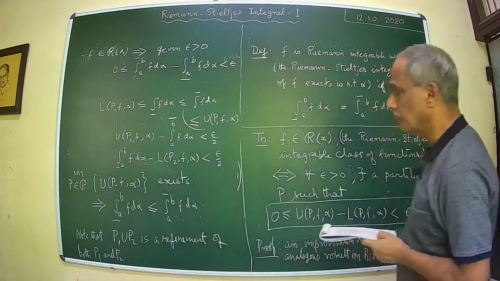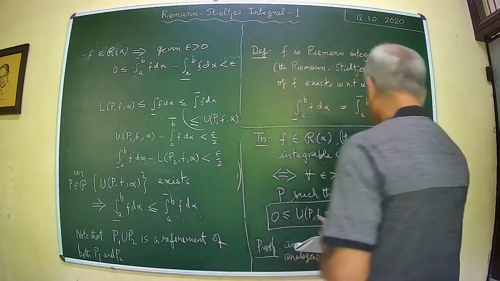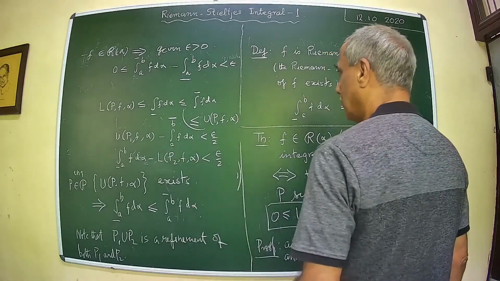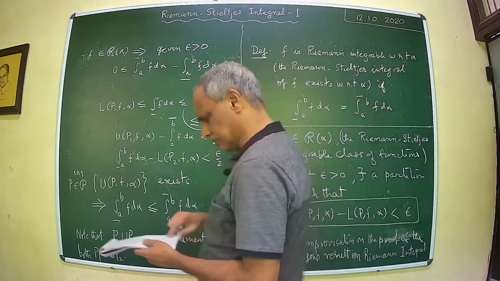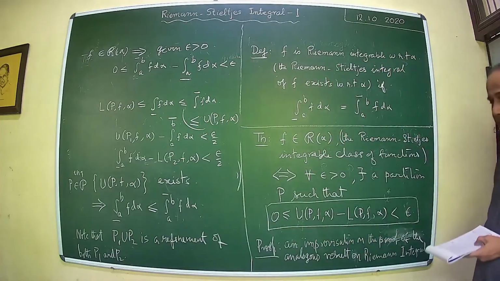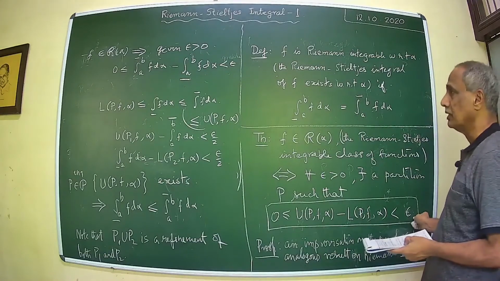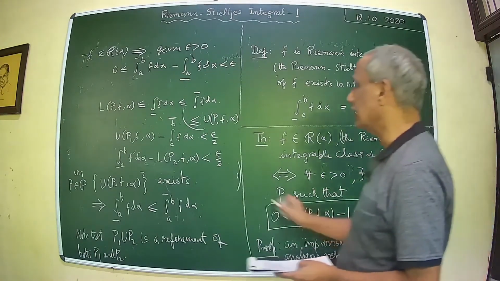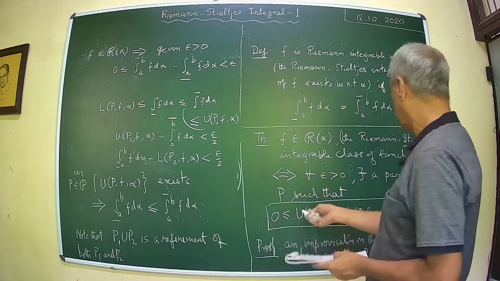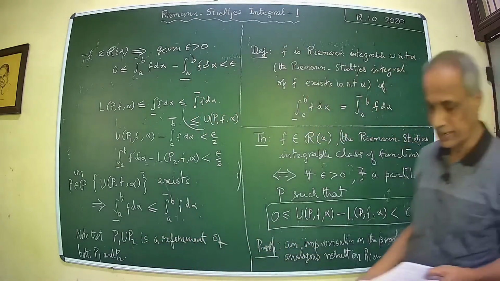You can go for a refinement of P1 and P2, and use these inequalities, from which you can come to the conclusion. You compute this and bring in between this integral f alpha and so on, and then you get the inequality. So that's quite simple. And conversely, if you assume this, you can get it back. If U(P,f,alpha) minus L(P,f,alpha) is less than epsilon, then this is squeezed between U(P,f,alpha) and L(P,f,alpha), and therefore, if this is less than epsilon, then this is less than epsilon. Okay. So that's what we say.